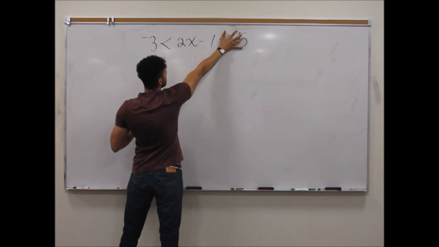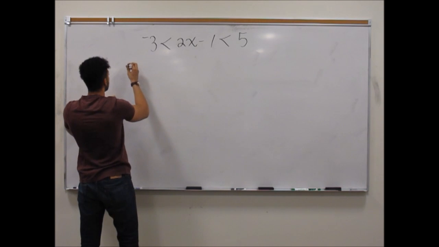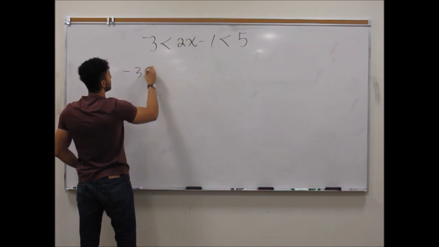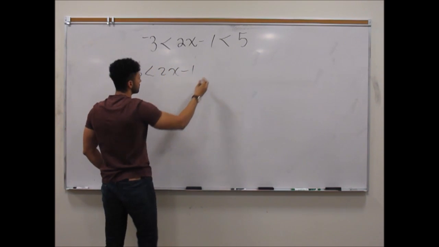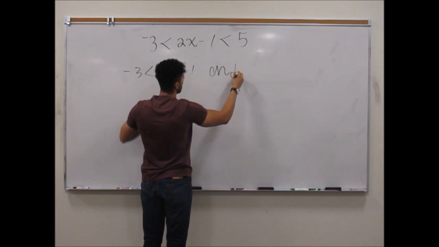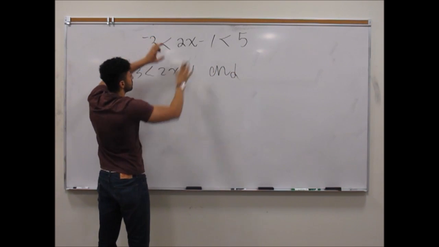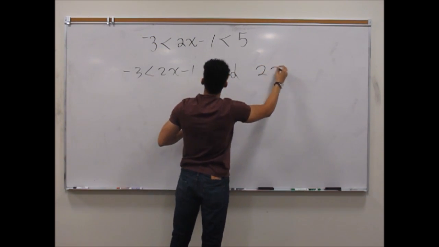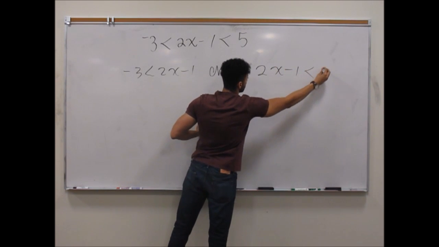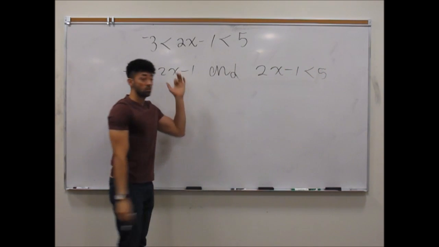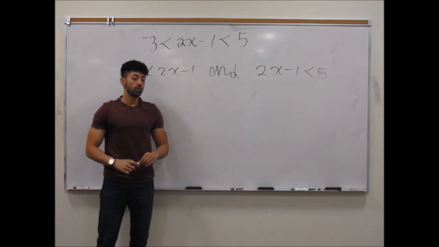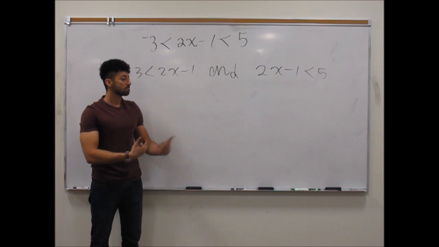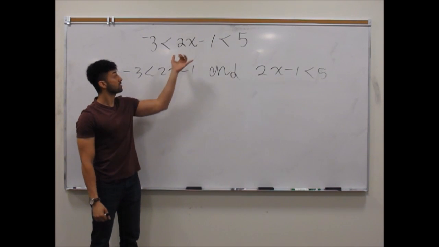So if I were to cover up this piece, it would be negative 3 is less than 2x minus 1. And if I cover up this piece, we just get that. So it would be 2x minus 1 is less than 5. I just wanted to show you that those two are equivalent, and it's more efficient to go about isolating it this way.